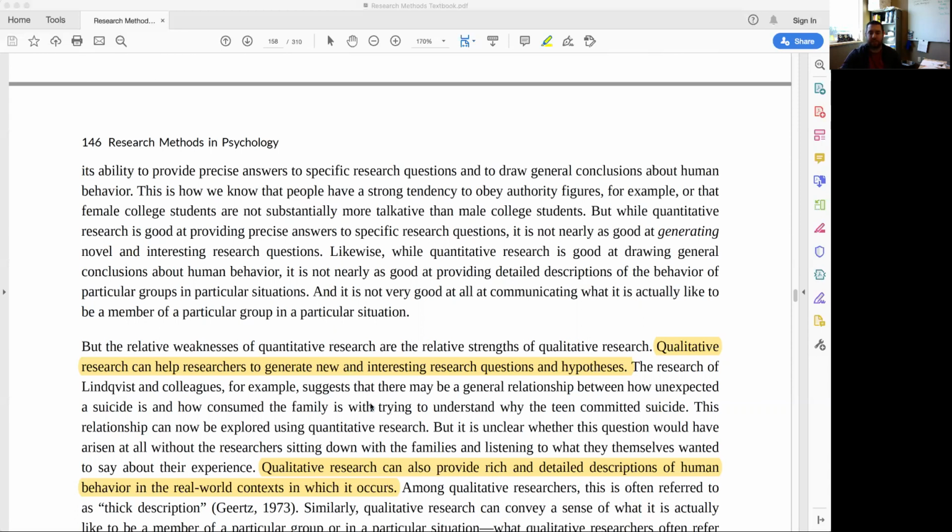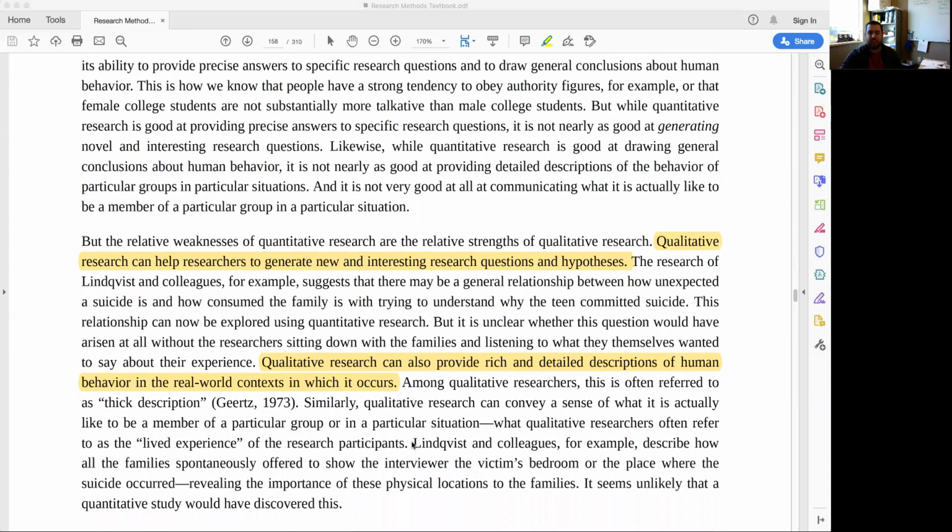and now I can develop a new line of research. Qualitative research also provides rich and detailed descriptions of human behavior in the real world, and it's in the context that it actually occurs as well, which again can be extremely valuable to have. So it's really just kind of informing people about here's what is happening.